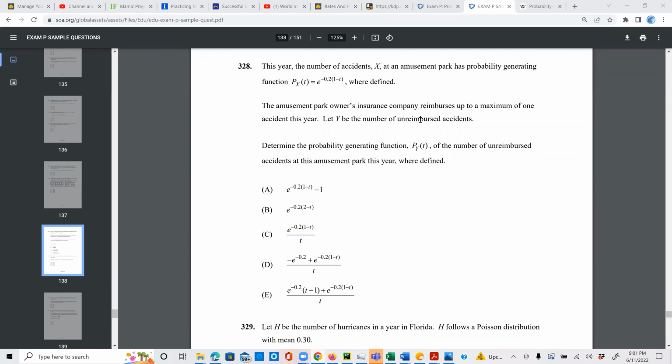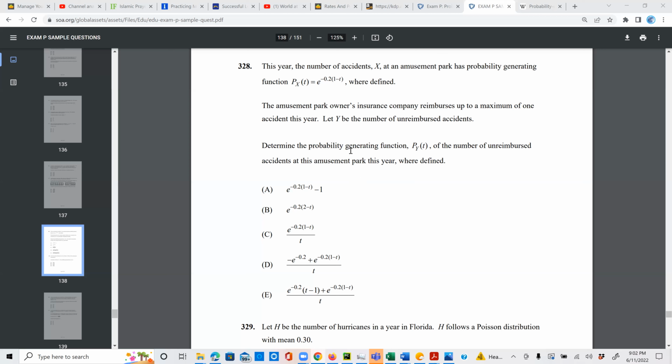This year, the number of accidents X at an amusement park has probability generating function P_X(t) equal to this. The amusement park owner's insurance company reimburses up to a maximum of 1 accident this year. Let Y be the number of unreimbursed accidents. Determine the PGF of the number of unreimbursed accidents at this amusement park this year.